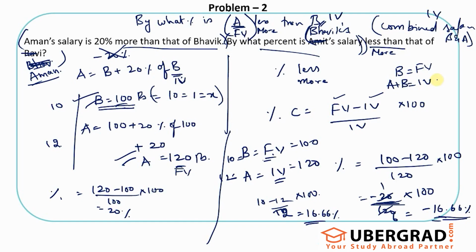Combined is adding, right? So A is getting 120 and B is getting 100, that is 220. So final value is 100 and initial value is the combined salary of B and A, that is A plus B, which is 220. I am just saying, another question if by chance you get it. So just be careful how you read it, and it is going to give you the answer very simply.